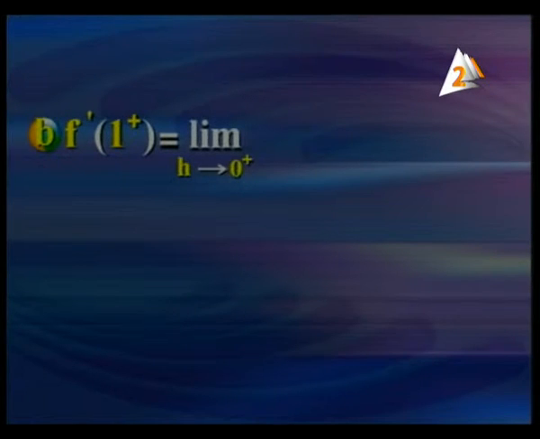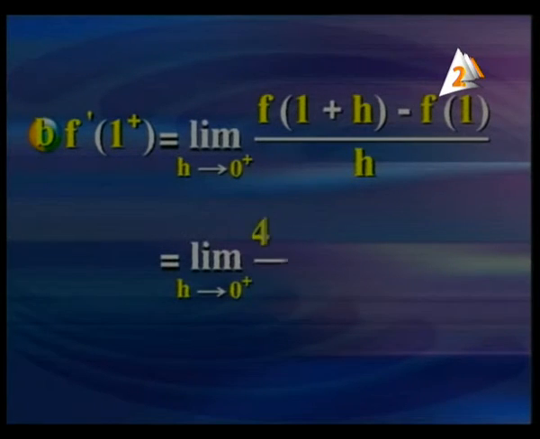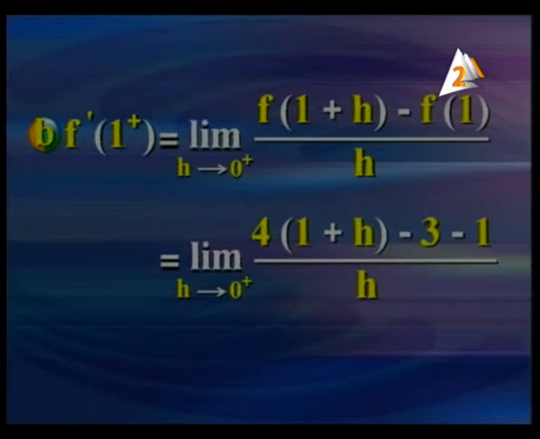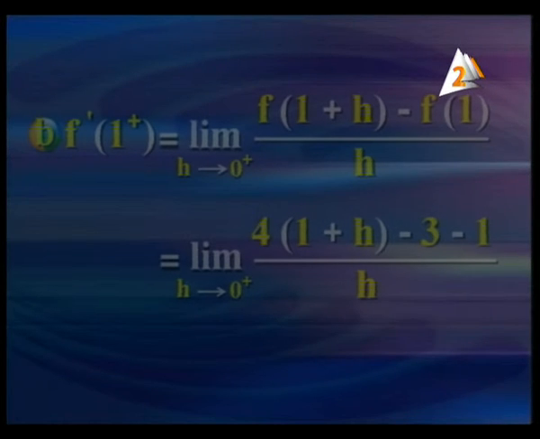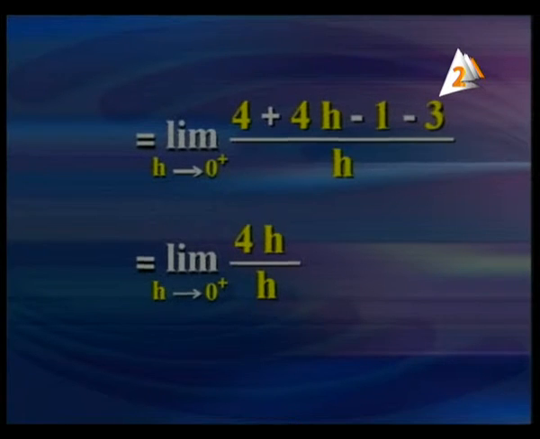Dear student, look at f dash of 1 positive. The limit when h tends to 0 positive of f of 1 plus h minus f of 1 over h. The limit equals 4 times 1 plus h minus 1 minus 3 over h when h tends to 0. Therefore, the limit equals 4 plus 4h minus 1 minus 3 over h. The limit as h tends to 0 positive of 4h over h equals what? Equals 4.